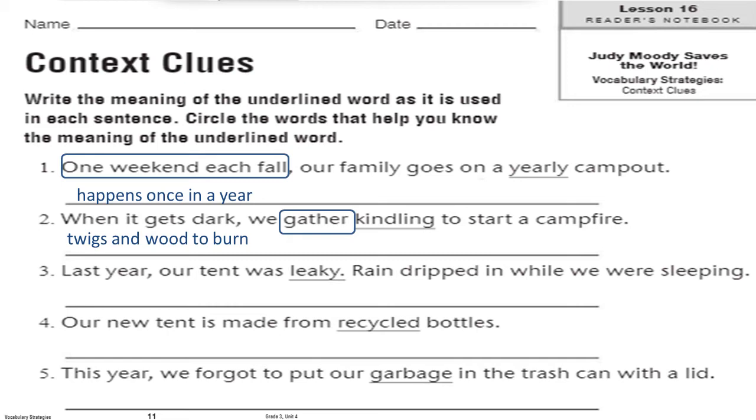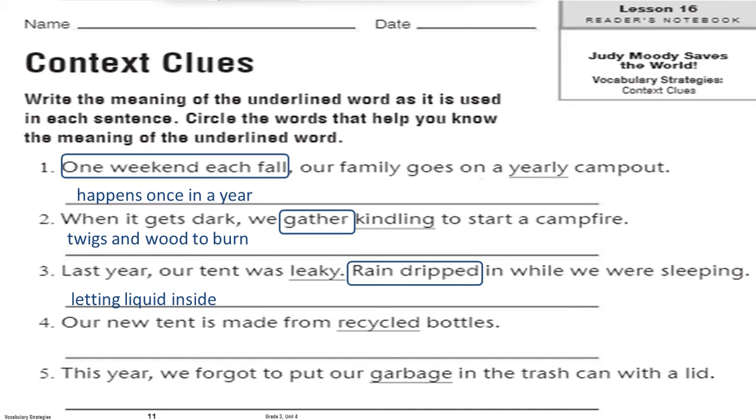All right, third, last year our tent was leaky, rain dripped in while we were sleeping. Last year our tent was leaky. Perfect. Rain dripped in while we were sleeping. Rain dripped? Leaky? These are two sentences. I'm looking at the sentence that's right next to my underlined word leaky, and I think this is where my clue is. Rain drip. Leaky means letting liquid inside, or outside, for that matter. If you have a leaky bottle, it'll just leak the water outside, right?